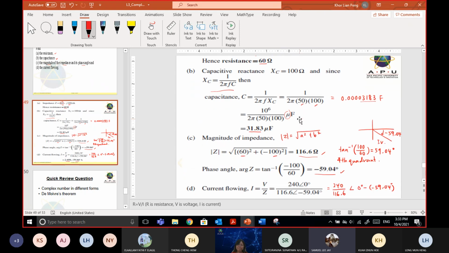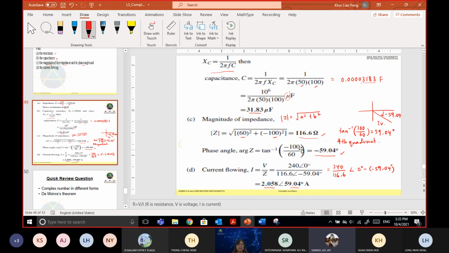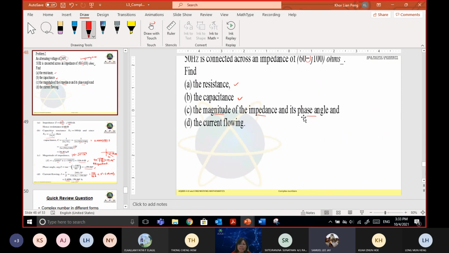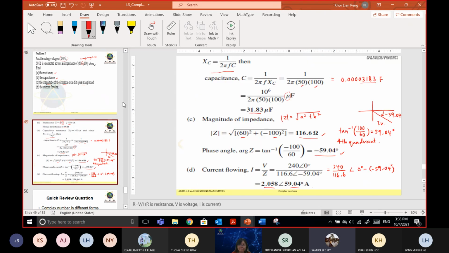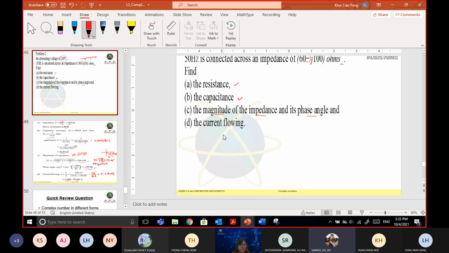Miss, for the magnitude, why do you have to find the angle? Because the question here requires the phase angle. But they can also just say find the vector of the impedance? They want the magnitude and also the phase angle. Remember, at the beginning we already defined the magnitude as the square root of a square plus b square, and the angle here is referring to the argument.